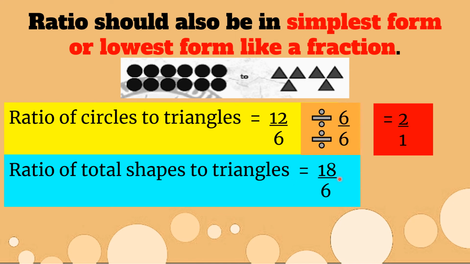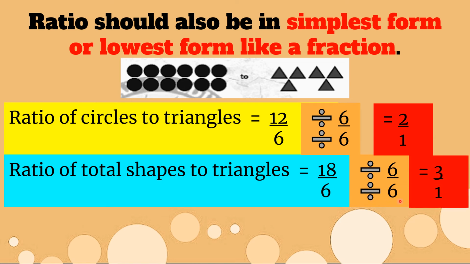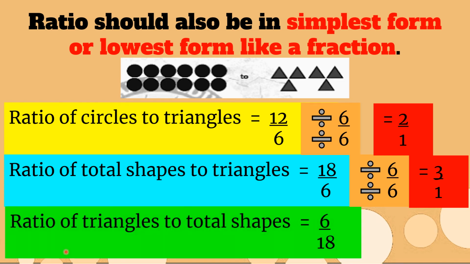Next, ratio of total shapes to triangles. Ang nakuha natin kanina is 18:6. So again, para makuha natin yung lowest term, i-divide natin siya sa kanyang GCF, and the GCF of this is 6. So dini-divide natin by 6. 18 divided by 6 is equal to 3, and 6 divided by 6 is equal to 1. So the lowest term or the final answer for the ratio 18:6 is 3:1.